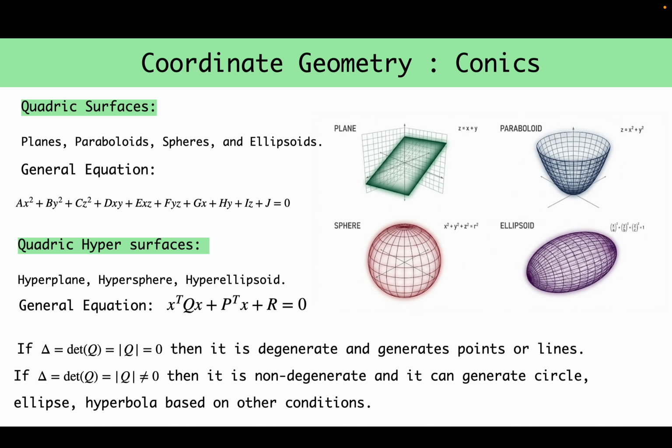and their corresponding geometry, when they would form conics, and how to check the degeneracy. So this is the summary of everything.